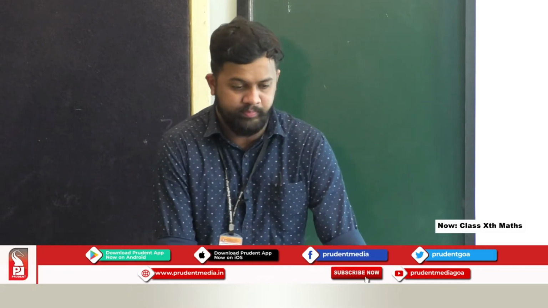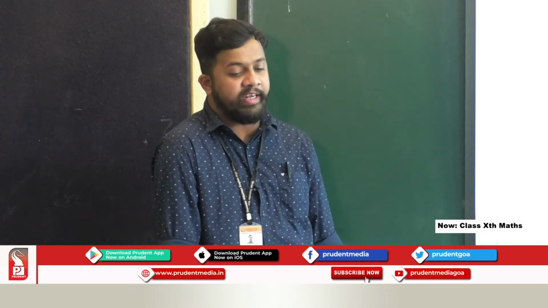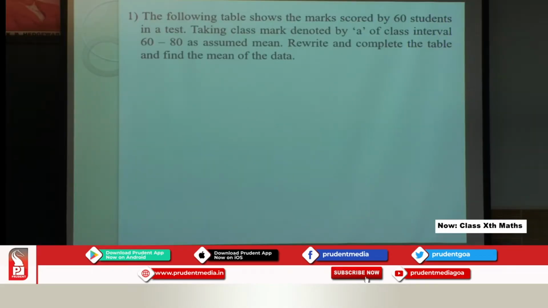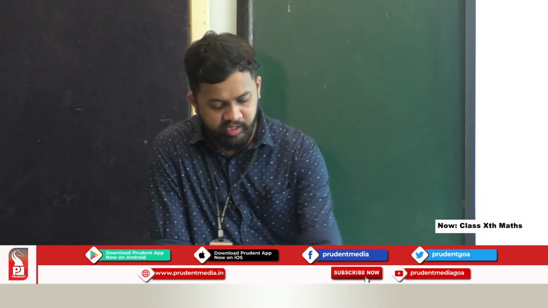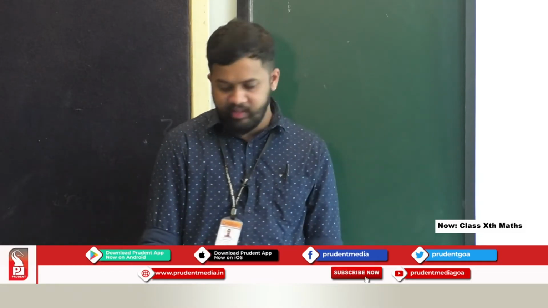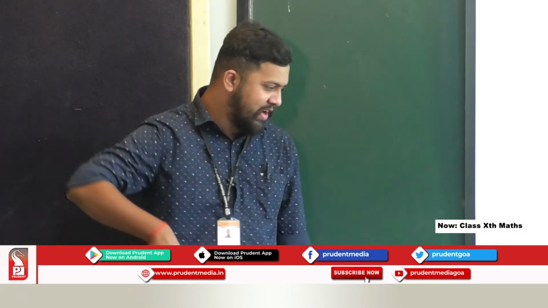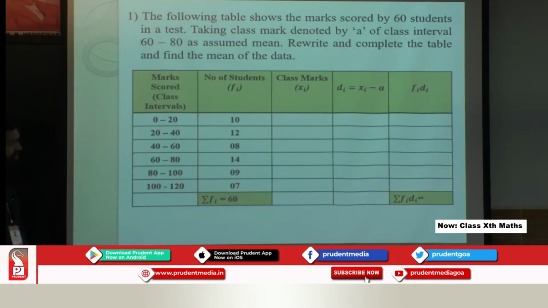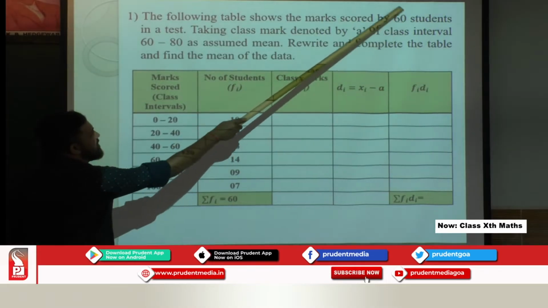The following table shows the marks scored by 60 students in a test. Taking the class mark denoted by a, that is the assumed mean, of class interval 60 to 80 as the assumed mean, rewrite and complete the table and find the mean of the data. The table will be given to you. Now there is one extra column. Earlier we had 4 columns, now we have a total of 5 columns. Class intervals are given to you. Fi is also given. Total is also given here, 60. If the total is not given, you can add and find it out, or the question itself tells you 60 students.